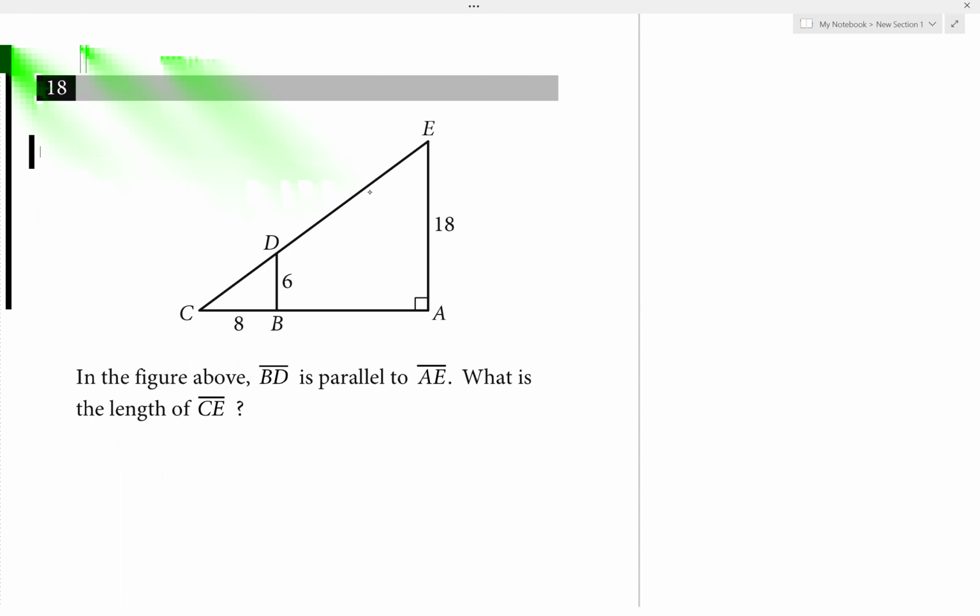We know they're similar because DB and AE are parallel lines. So in geometry, you can prove these two angles, which are called corresponding angles, that have parallel lines, will be the same. Same thing here, about 90 degrees, this will be the same. And this angle is shared by both triangles, right? So they'll be the same. So all three angles are the same.